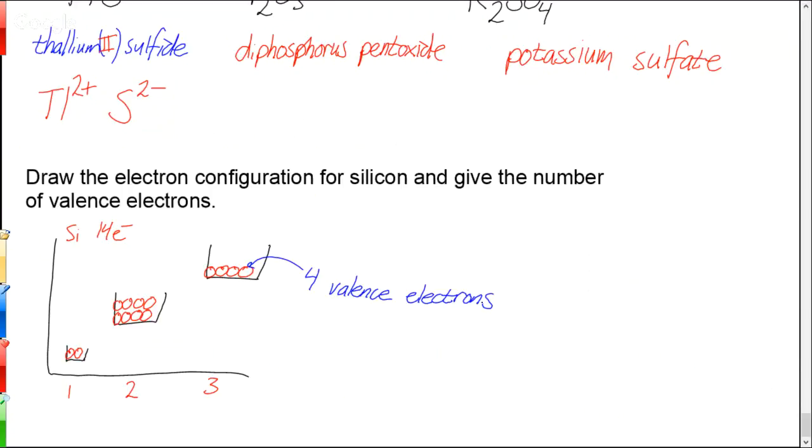Another thing I could ask is which shell or which level contains the valence electrons, and in this case it would be 3, right? What do we call the rest of the electrons? Do you remember the word for those? The core electrons, yeah. So there are 10 core electrons and 4 valence electrons in silicon. So these are all core electrons.